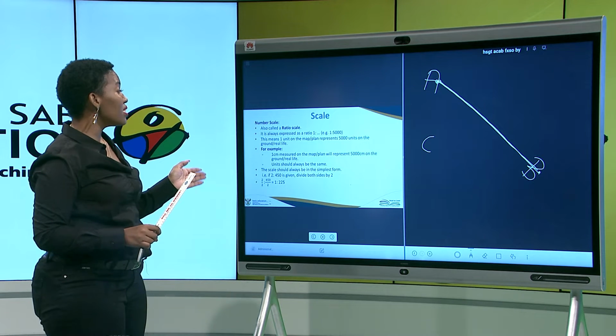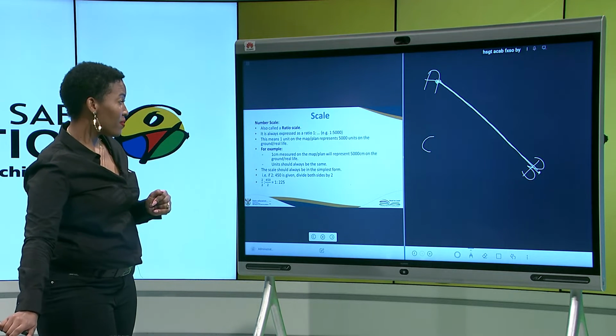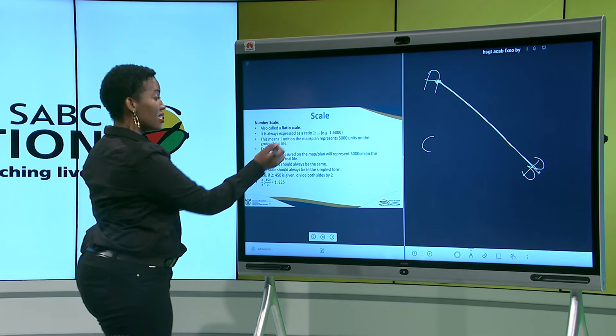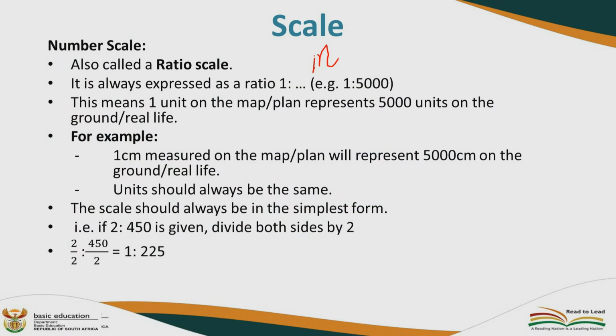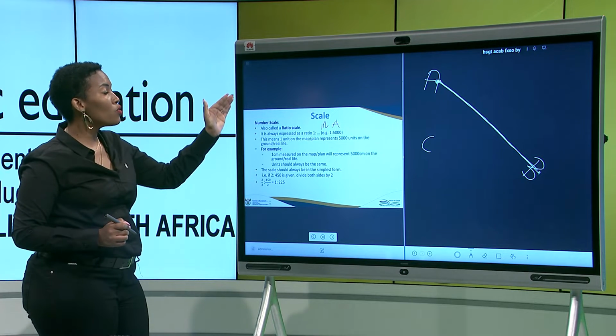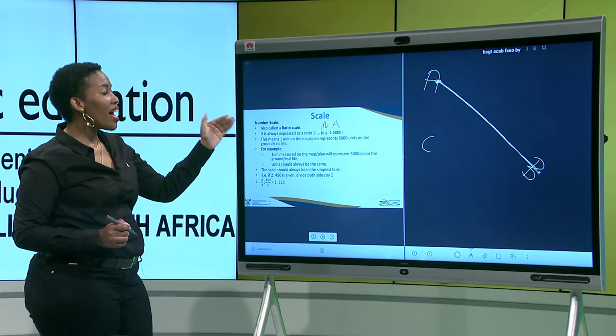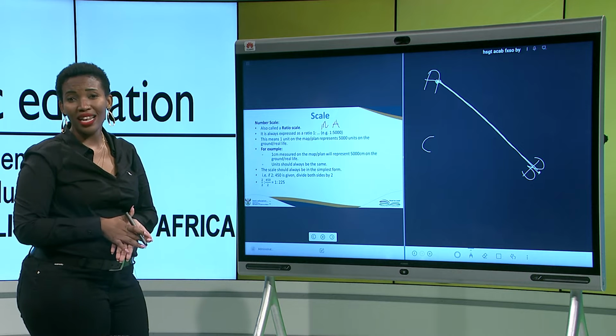And then it is always expressed as a ratio. An example is 1:5,000. And remember, as it is written, the first unit is always your map distance, and then your second unit is always your actual distance. So 1:5,000. If you were to explain this, you will say 1 unit on the map represents 5,000 units on the ground, or 5,000 units in reality.